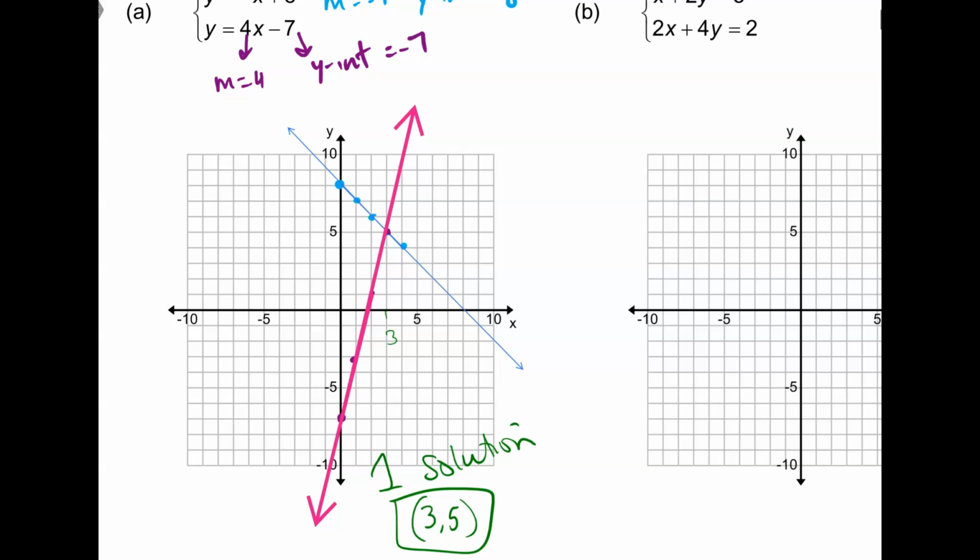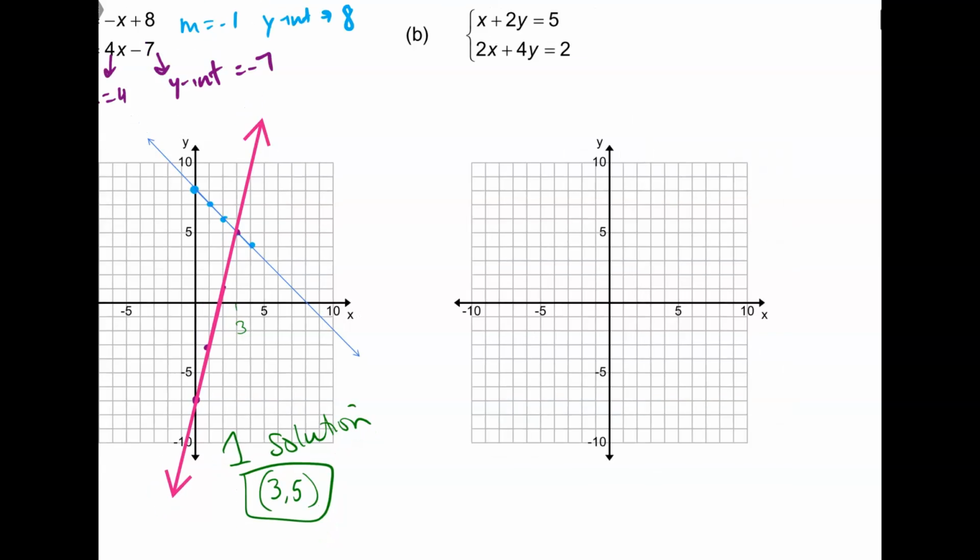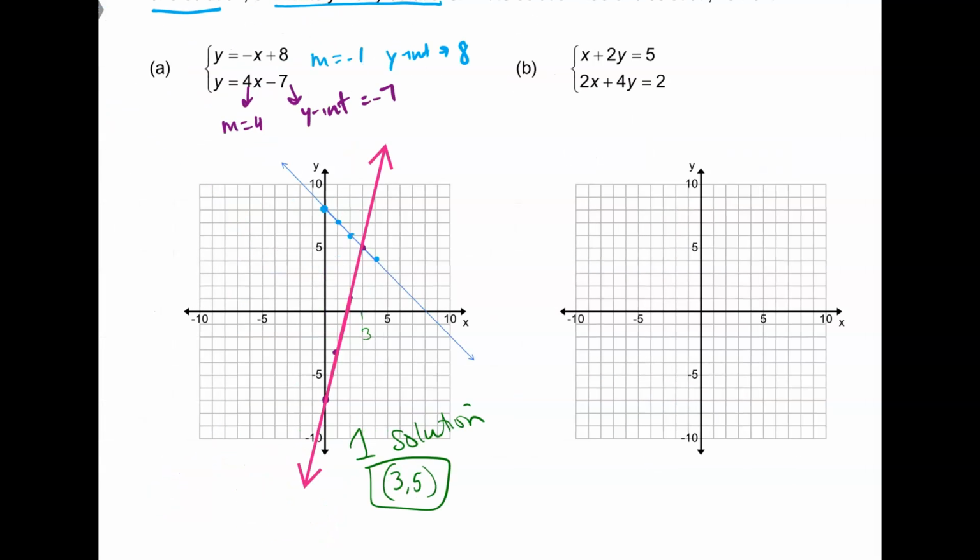Perfect. Okay, next one. Let's keep going. You only volunteer after I told you participation points. But you knew. You knew.